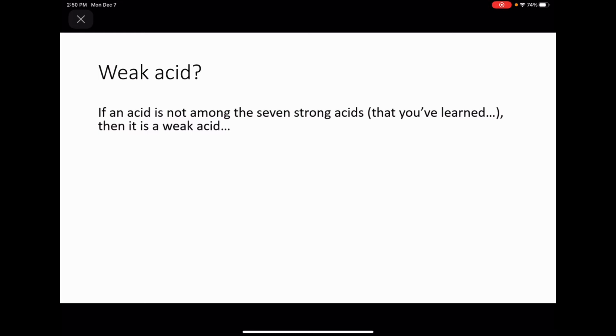So what about if we have a weak acid? Okay, so if an acid's not among those 7 strong acids, remember that was a list that, and the strong bases, that was a list that I wanted you to learn.